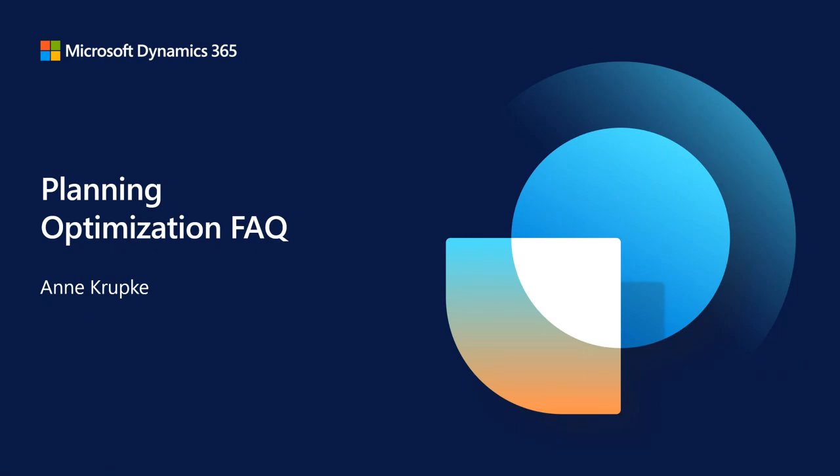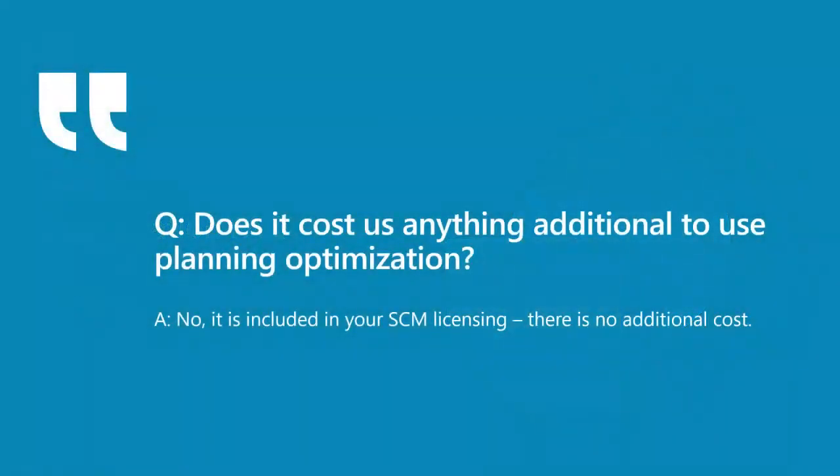In no particular order, we've collected a list of the questions that we get asked the most frequently, and we're going to go through them and answer them here. Our first question is, does it cost us anything additional to use planning optimization? And the answer to this is no. Planning optimization is included in the base SCM licensing. There is no additional cost to migrating to planning optimization from a licensing perspective.